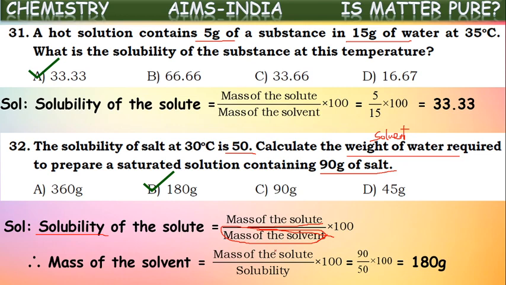Solubility. It is given mass of solute as 90 grams. Solubility is given as 50. So if we substitute these two values here, we get the mass of water required to make this solution as 180 grams. So if you take 180 grams of water and dissolve 90 grams of salt in it, we get a solution with the solubility 50. Okay, in this way we do the problems. Next, let us see the next question.